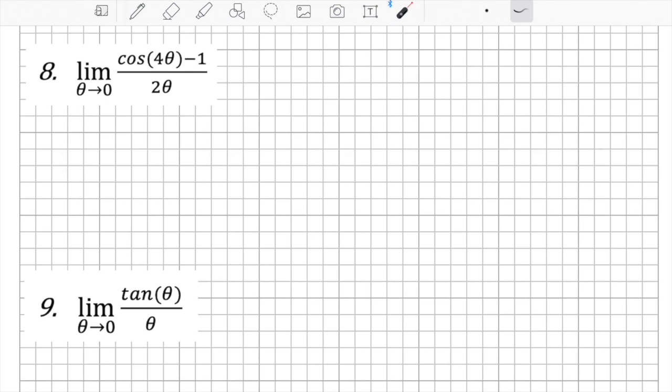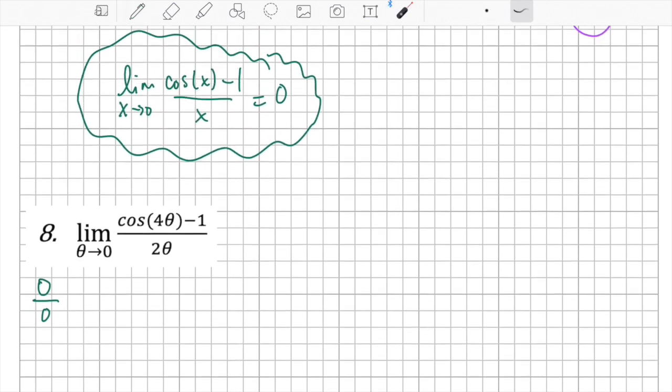Okay, on to number 8. Here we want to find the limit as theta approaches 0 of cosine of 4 theta minus 1 over 2 theta. Now, if you use direct substitution, when you replace theta with 0, this gives me cosine of 0, which is 1. 1 minus 1 is 0, so I'm going to get 0 in the numerator. Denominator is going to be 0 also, so that's going to be a problem.